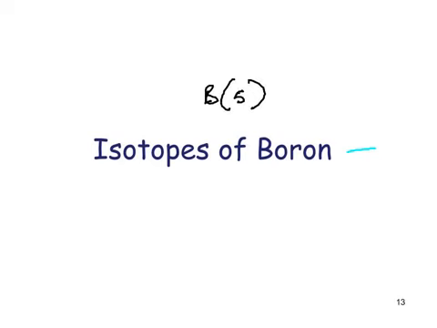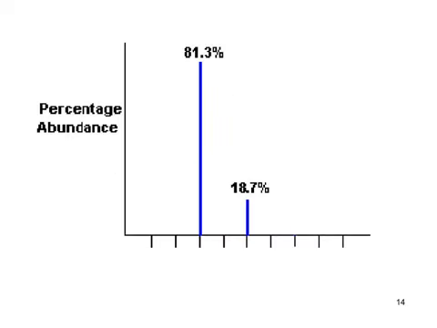Its relative atomic mass is 11. So in terms of the notation, it would be 11 over 5. But is it exactly 11? Let's look to see. Here is the mass spectrum for boron. The numbers are missing here. This should record 10, and this should record 11.